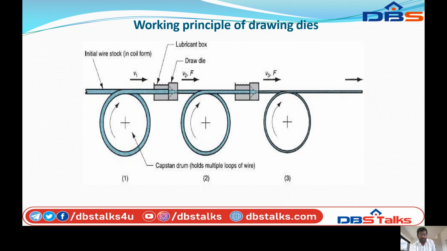Initially the wire has some thickness on the initial capstan drum. When it passes through the dies, the thickness is reduced, and finally it passes to another die. Finally the length of the wire is increased and the thickness reduced. We can see this in the figure also. This is the decrease in the cross section of the wire.